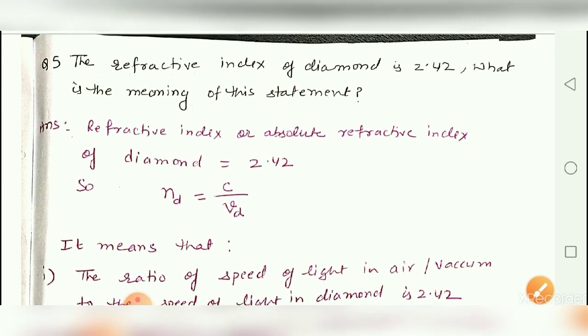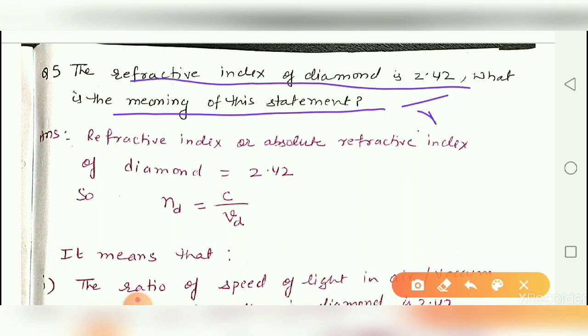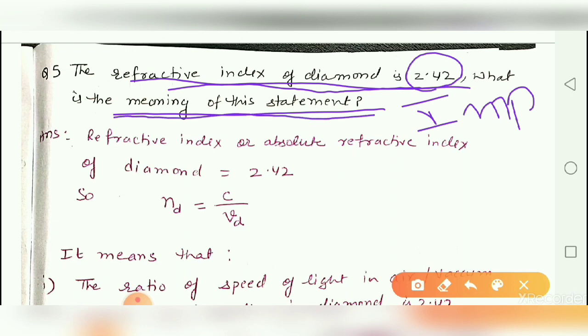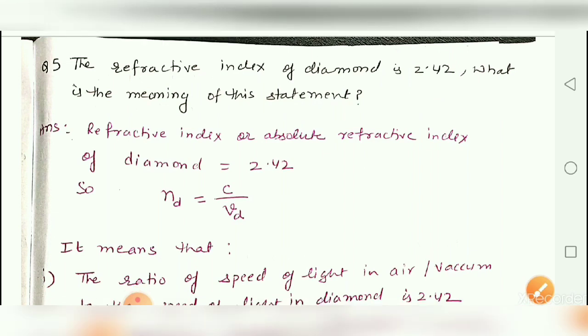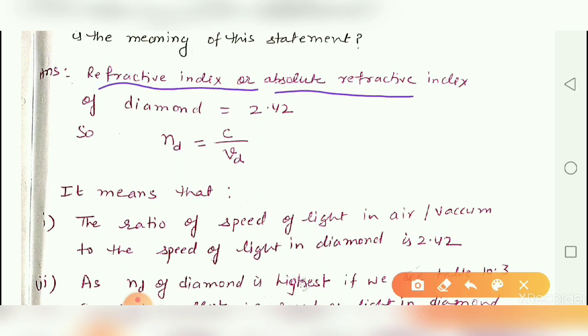Now let us do the next question. It is again a very, very important question. Here the refractive index of diamond is given as 2.42. What is the meaning of this statement? Now what we will write: the absolute refractive index of diamond is 2.42.